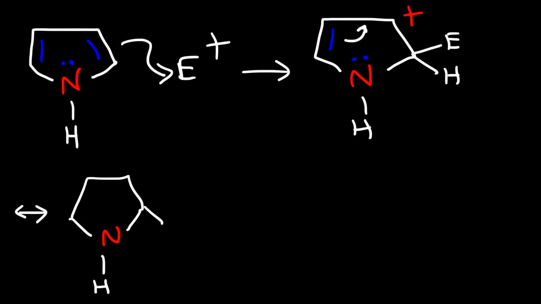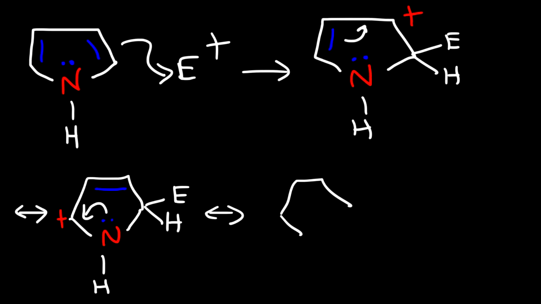So we still have the hydrogen and the electrophile, and the positive charge has jumped 2 carbons toward where the double bond was. Now to draw another resonance structure, we can take a lone pair, form a double bond there. And so notice that when the electrophile is added to the 2 position, we have 3 resonance structures as opposed to 2 if it attacks at the 3 position, which I'll show you shortly.